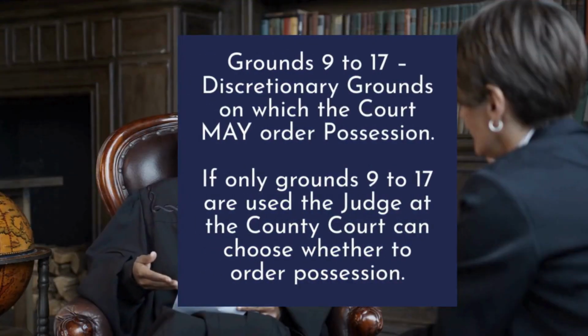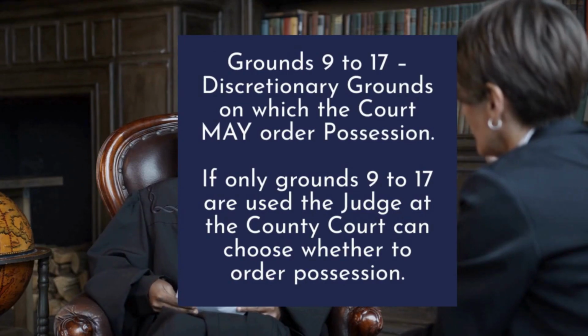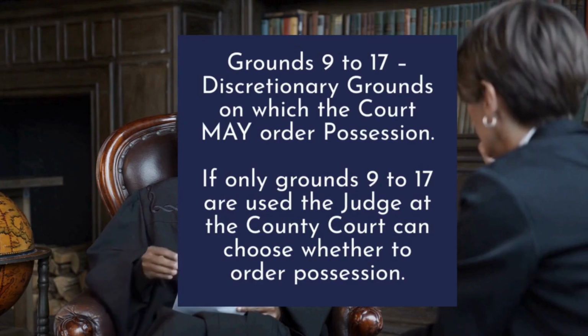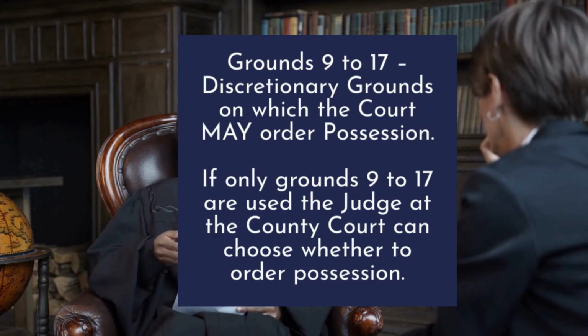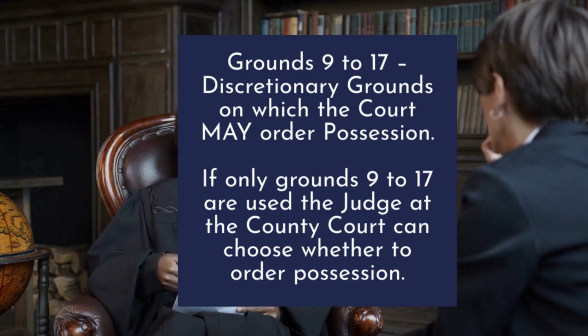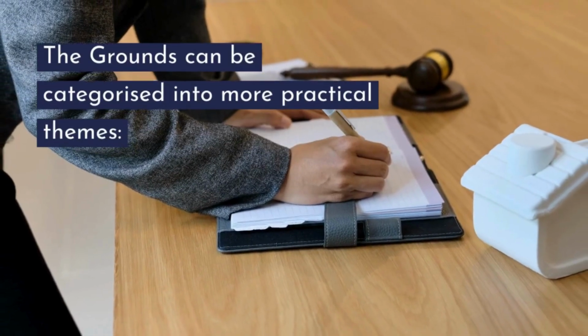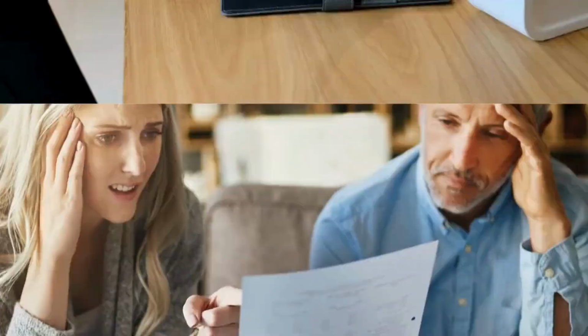Grounds 9 to 17. Discretionary grounds on which the court may order possession. If only grounds 9 to 17 are used, the judge at the county court can choose whether to order possession. The grounds can be categorized into more practical themes.